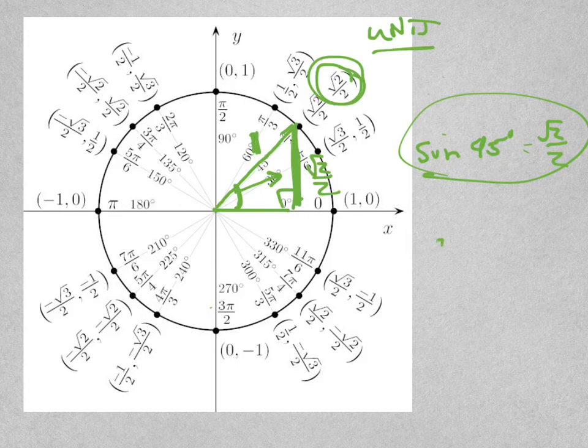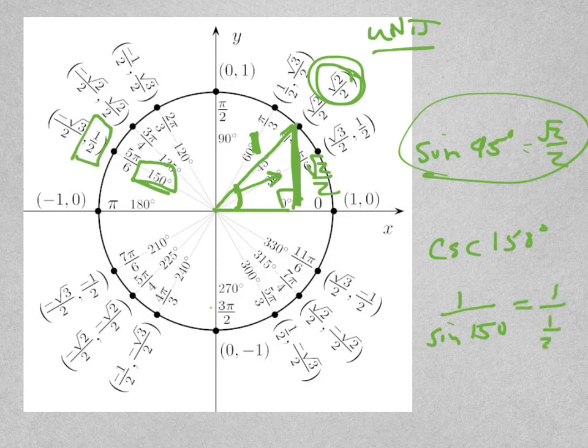What's the cosecant of, let's say, 150 degrees? Remember, the cosecant is 1 over the sine of 150. So you go to 150, it's right there. You find the sine, which is right there. And you divide by that, which flips and becomes 2. So the cosecant of 150 is 2.